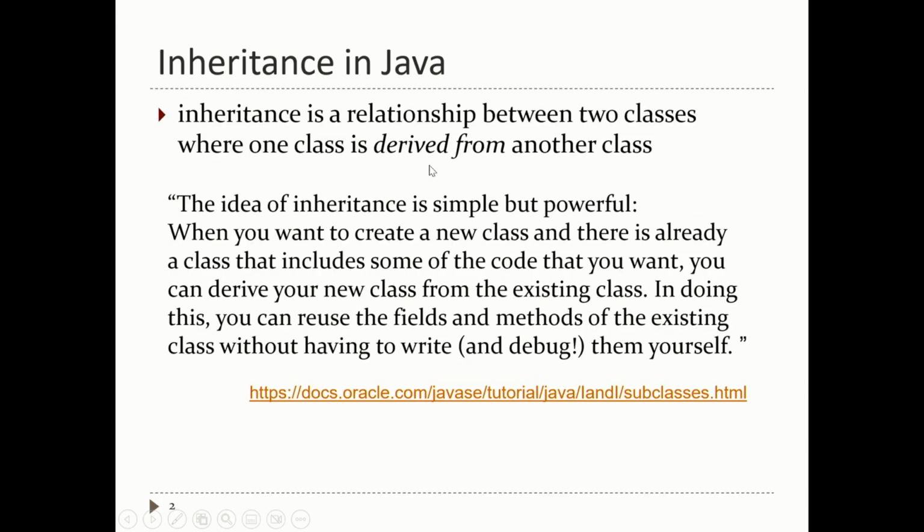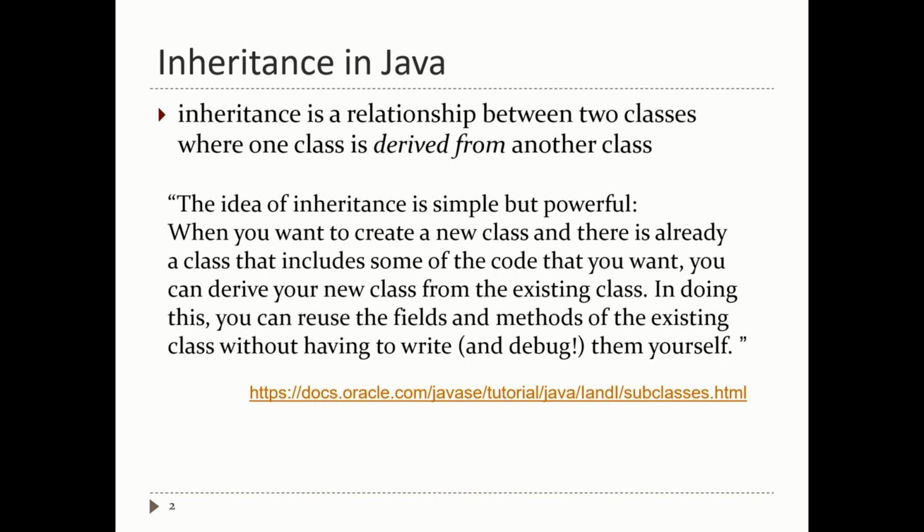All right, so inheritance in Java is a relationship between two classes. It's the strongest relationship that you can have between two classes. Inheritance in Java is the relationship that models what happens when one class is derived from another class. Now the idea behind inheritance is simple, powerful, and easy to misuse, unfortunately.